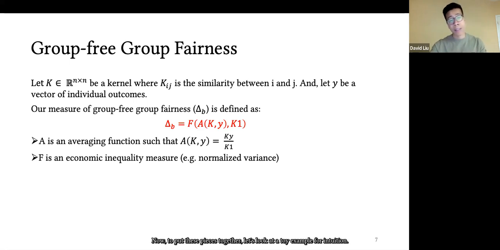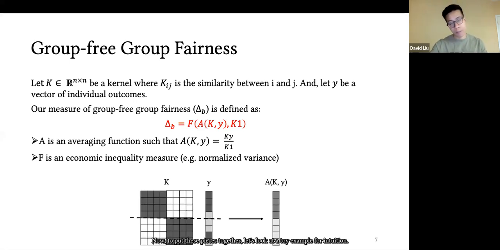Now, to put these pieces together, let's look at a toy example for intuition. Say we have a kernel K inferred from a network that has clear block structure. Now we also have an outcome vector Y, and if we feed both of these into the averaging function, we can see that the smoothed values reflect the fact that the upper block has a higher average of outcomes than the lower block. Of course, for a general network, this kernel K could have more general structure. Nonetheless, this example captures the intuition of the smoothed values.